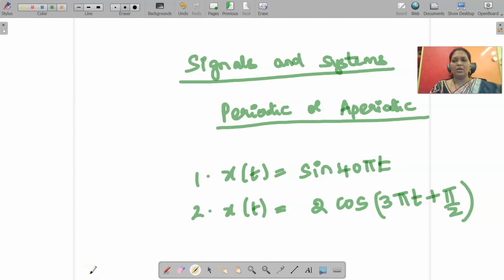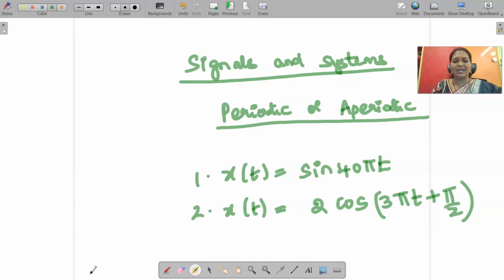Hello students, today we are going to discuss two problems in periodicity of a continuous time signal. So we are going to determine whether these two signals are periodic or not. In the last lecture we discussed how to determine whether a signal is periodic or aperiodic. When a signal repeats again and again after a particular time period, then it is said to be a periodic signal.